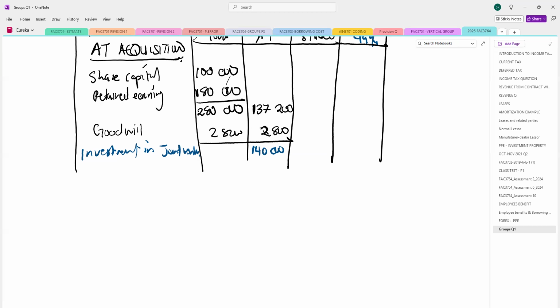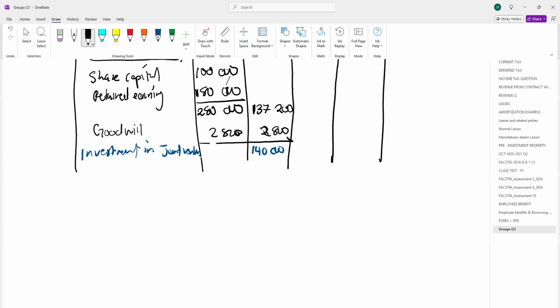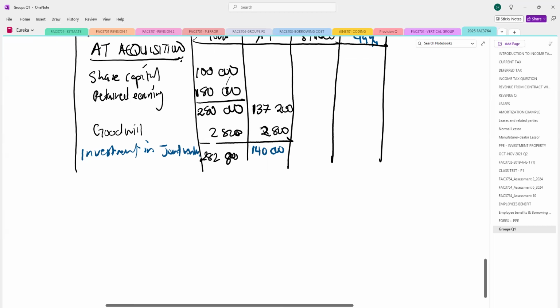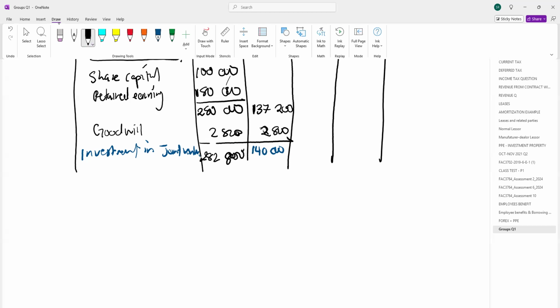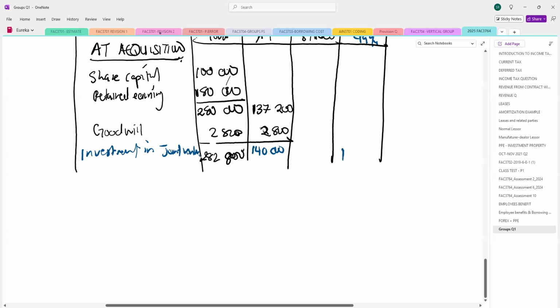So we're going to increase this 280 plus 2. Okay, so our starting point is going to be here. So this is the investment in joint venture. That will be my starting point. Right, then we now expand.